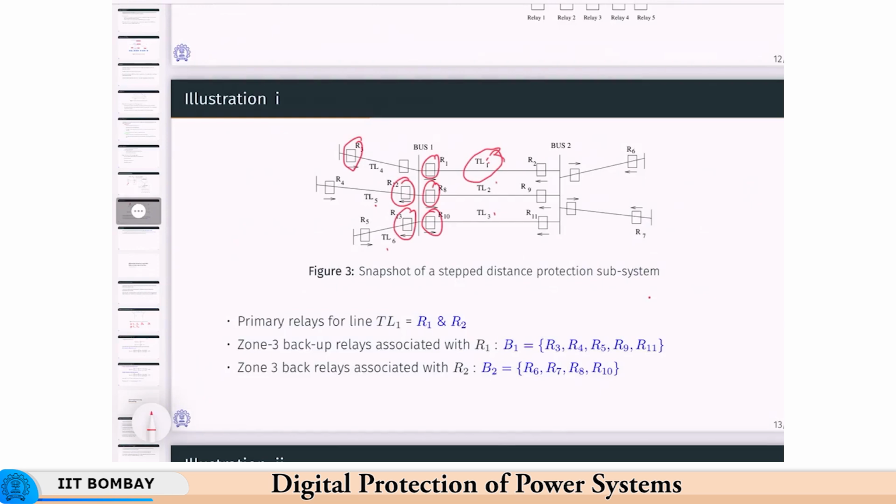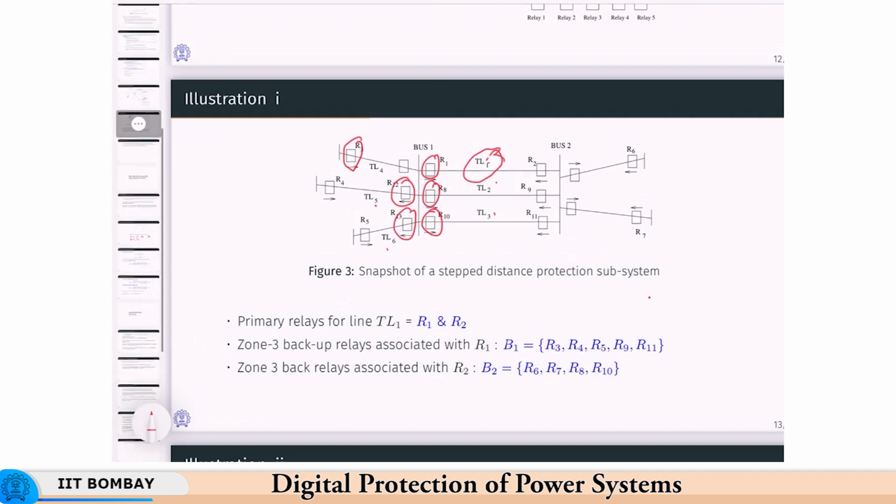Okay, for R1 they are R3. So, the primary attribute is TL1. The secondary attribute is the set of relays, that is R3, R4, R5, R9, R11. Okay.